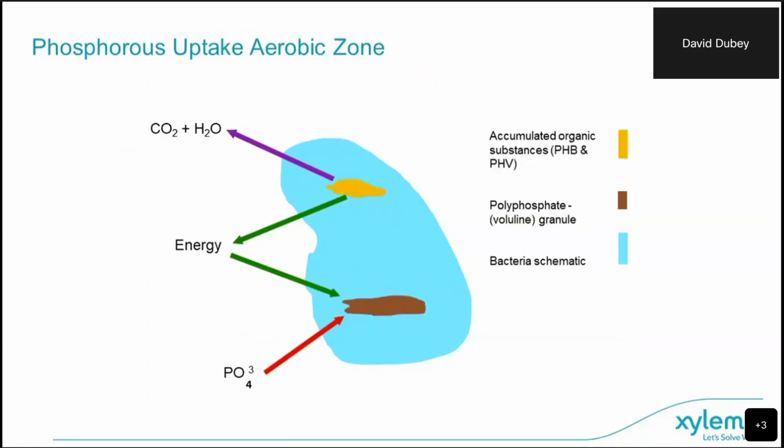And then when they get to the aerobic channel, they start multiplying. They use that food that they absorbed earlier, and they absorb more phosphates and they multiply. And this is how we end up with more phosphorus in the bacteria or in the sludge that we're accumulating in the basin that we can later waste.